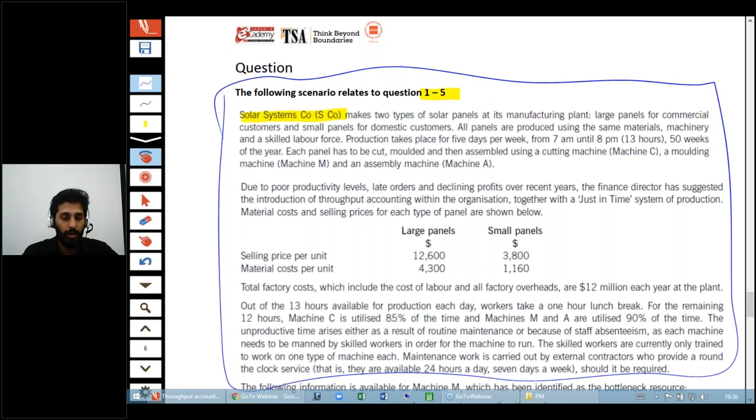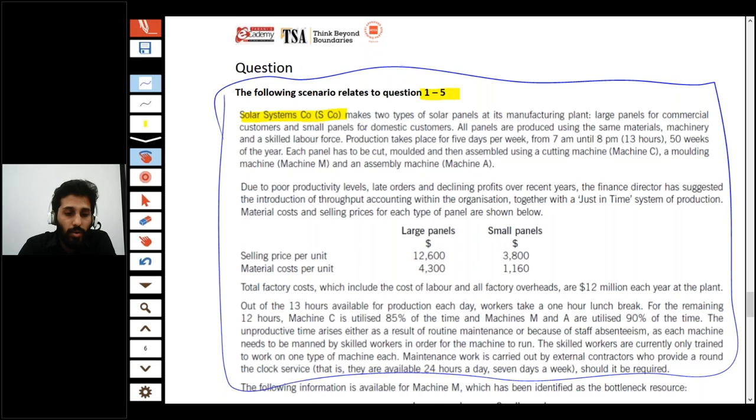All right, now whatever information you have read, let's do it together because we have a short time period. Bottleneck resource. Solar System makes two types of solar panels. Now I'm reading the punchline. They are available from 7 to 8, that is 13 hours. They are using machine C, machine M, machine A. These are the information: selling price and material cost.